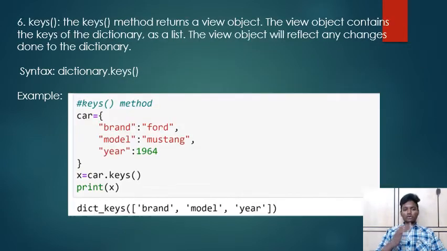Now we can go to the sixth one, keys. The keys method returns a view object. The view object contains the keys of a dictionary as a list.